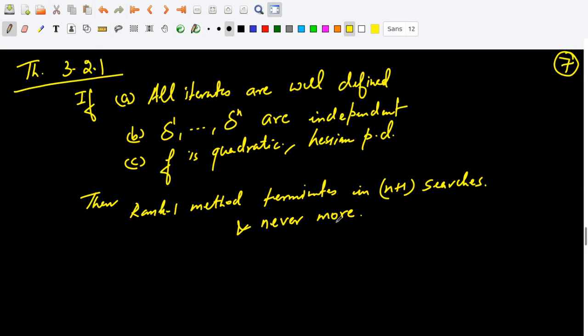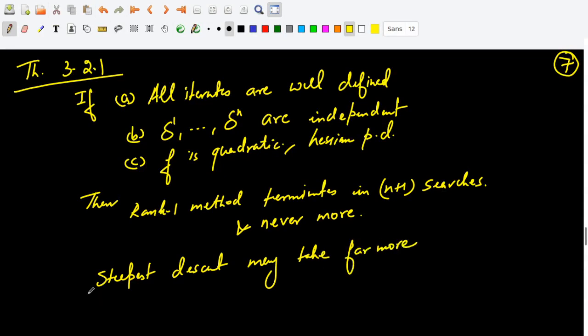So what about Newton's method for the above function? In contrast, steepest descent may take far more steps. And what about Newton's method? Newton's method actually may take only one step, and it will converge, okay, given these assumptions, right?